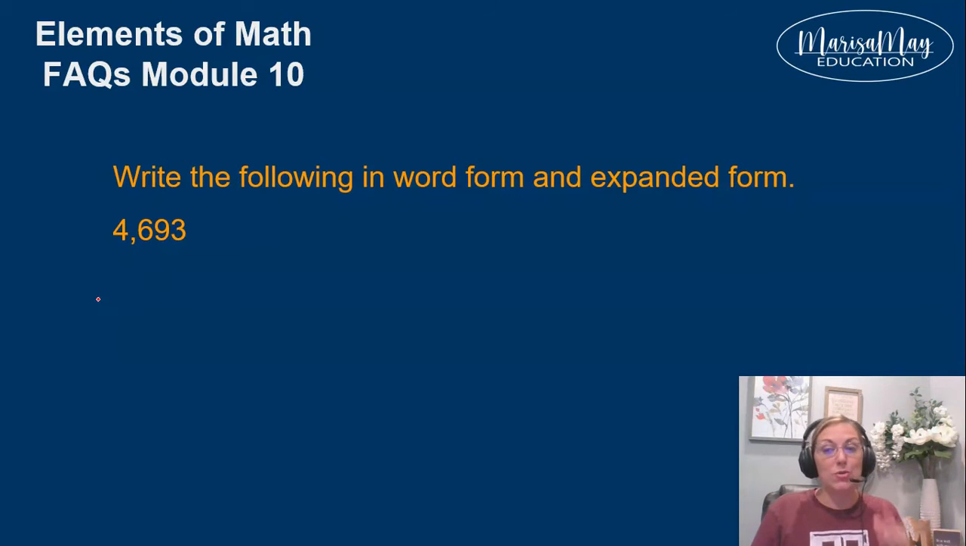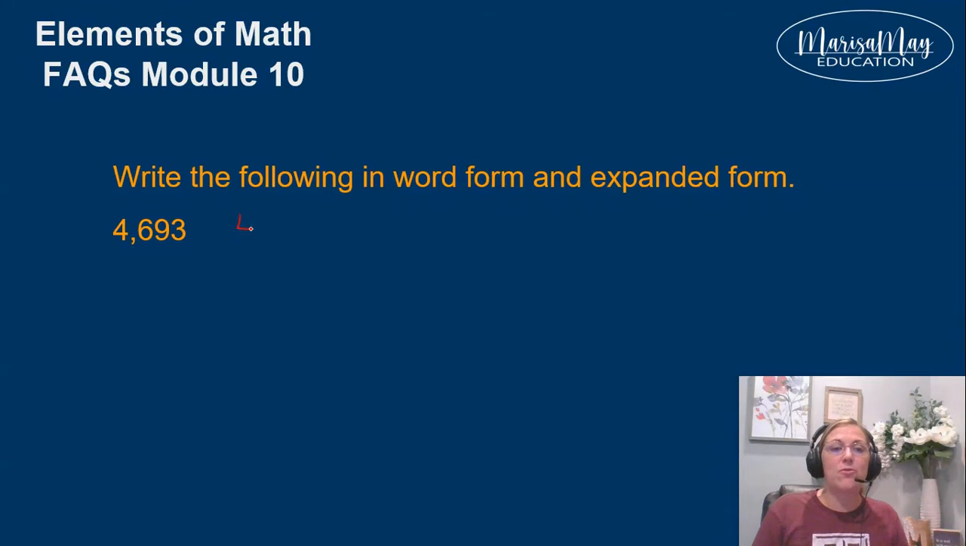4,693. So, you'll notice how I said it correctly. That's exactly the word form. But a lot of students don't want to say it. They say 4693. We want to encourage that they use proper vocabulary. It's only going to help them later on.